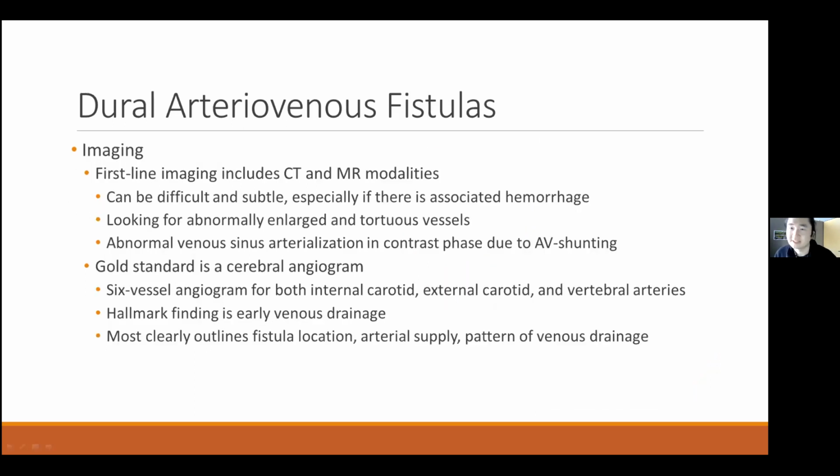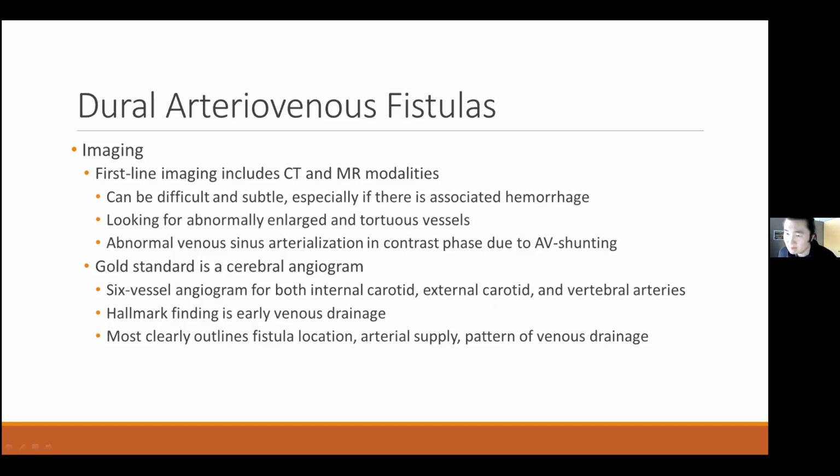In terms of diagnosis and imaging, non-invasive CT and MR modalities are first line, and they can demonstrate symptomatic dural AV fistulas, obviously, when there's hemorrhage or associated edema. But with nearby hemorrhage, it can be pretty difficult to appreciate. There are some suggestive signs. You might notice an abnormally enlarged or tortuous vessel, or an abnormally large and arterialized venous sinus in the contrast phase of an angiography study because of that high flow AV shunting through the fistula.